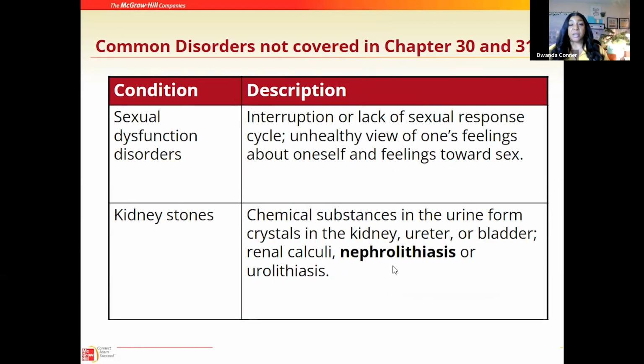Kidney stones here, nephrolithiasis is the clinical term for that. And kidney stones are chemical substances in the urine that form crystals in the kidneys, the ureter, or the bladder, also called renal calculi. And remember, when we're referencing the urinary tract, that's anything inside the urinary tract. So that could be the kidneys, the ureter, as well as the bladder.